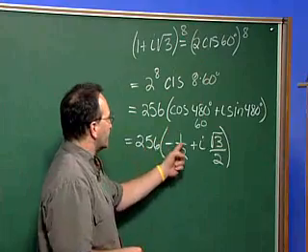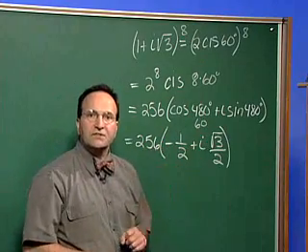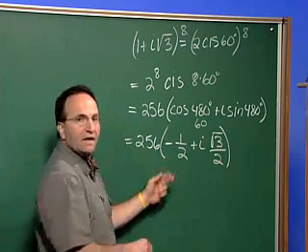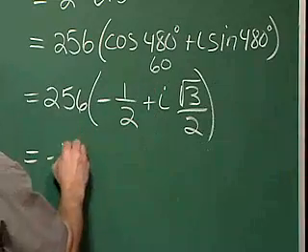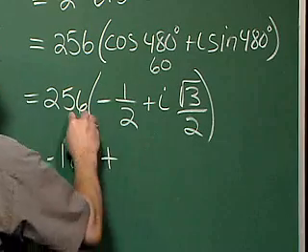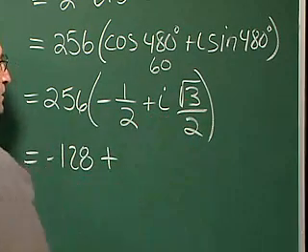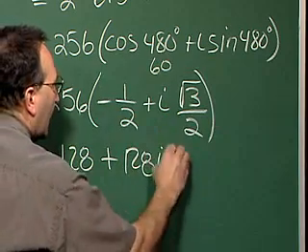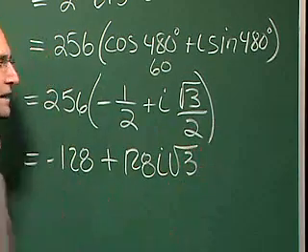Now we have to distribute the 256, which will give us an answer of 256 times negative 1/2 for negative 128 plus 256 times i radical 3 over 2 leaves us with 128 i times radical 3.